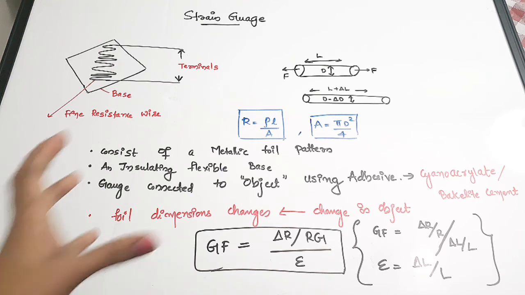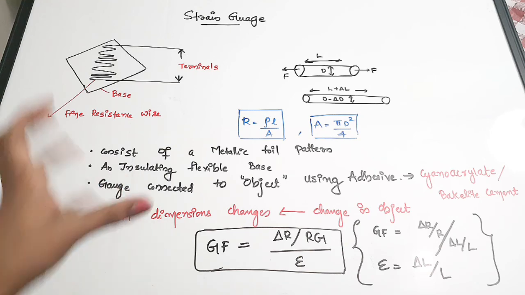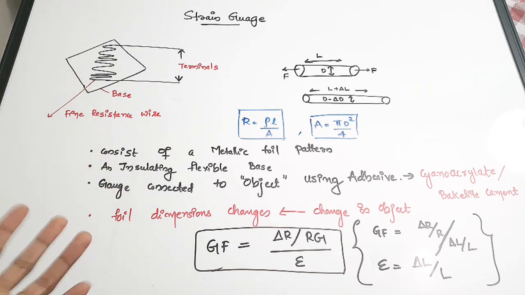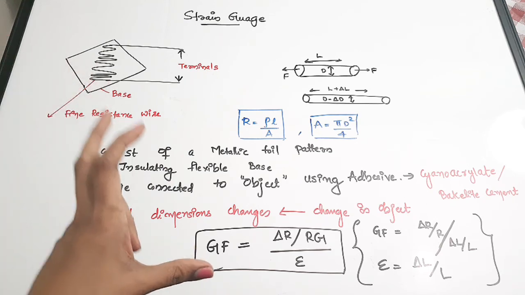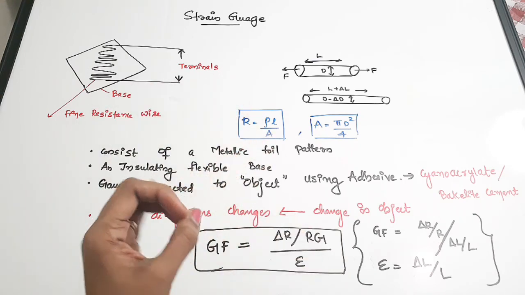So in today's class, we are going to discuss strain gauges. A strain gauge is a device which is used to measure the strain of an object, and it works based on the principle called the piezoelectric effect, which states that the conductance or the resistance of a device or a material depends on its geometrical structure.